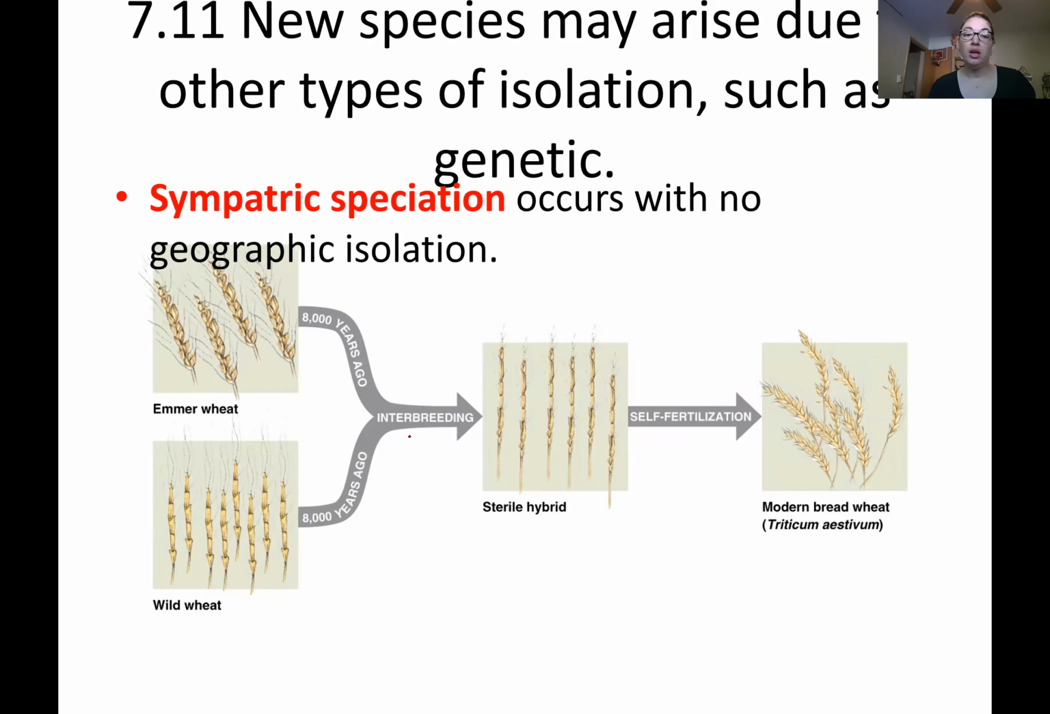Sympatric speciation occurs when there is not geographic isolation. An example of when this happened was between two different wheat species, emmer wheat and wild wheat. About 8,000 years ago, these two wheat species interbred and created a sterile hybrid. Typically, when we get a sterile hybrid, we think that it's not going to be able to reproduce. But the sterile hybrid is able to reproduce asexually, by self-fertilization, and was the basis of modern wheat that we have today.